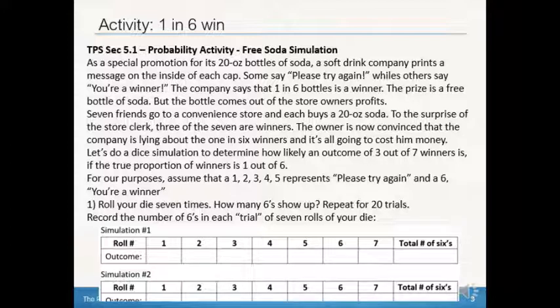And you're going to roll that die. And so I'm going to do that here. I roll the first die and I got a 4. All right, so I lost.